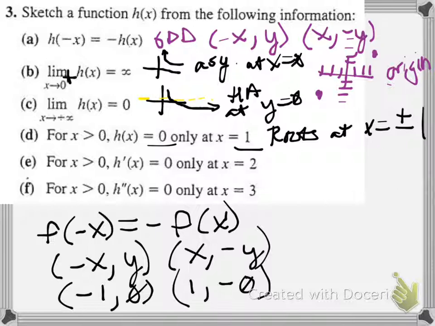And that's where I get that I have a root. A root is an x-intercept. It's also where your y equals 0.